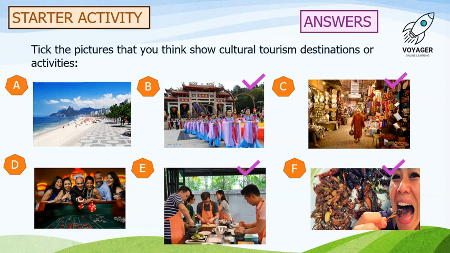Picture C is a souk, a traditional Arabian marketplace. So that's definitely a cultural activity, visiting a souk to go shopping. In E, we've got some people doing an Asian food cooking class. Perhaps they're on holiday or at a resort, for example. So that's a cultural activity. And picture F, we've got a young woman eating fried insect, definitely a local delicacy, and that could be considered a cultural activity as well.